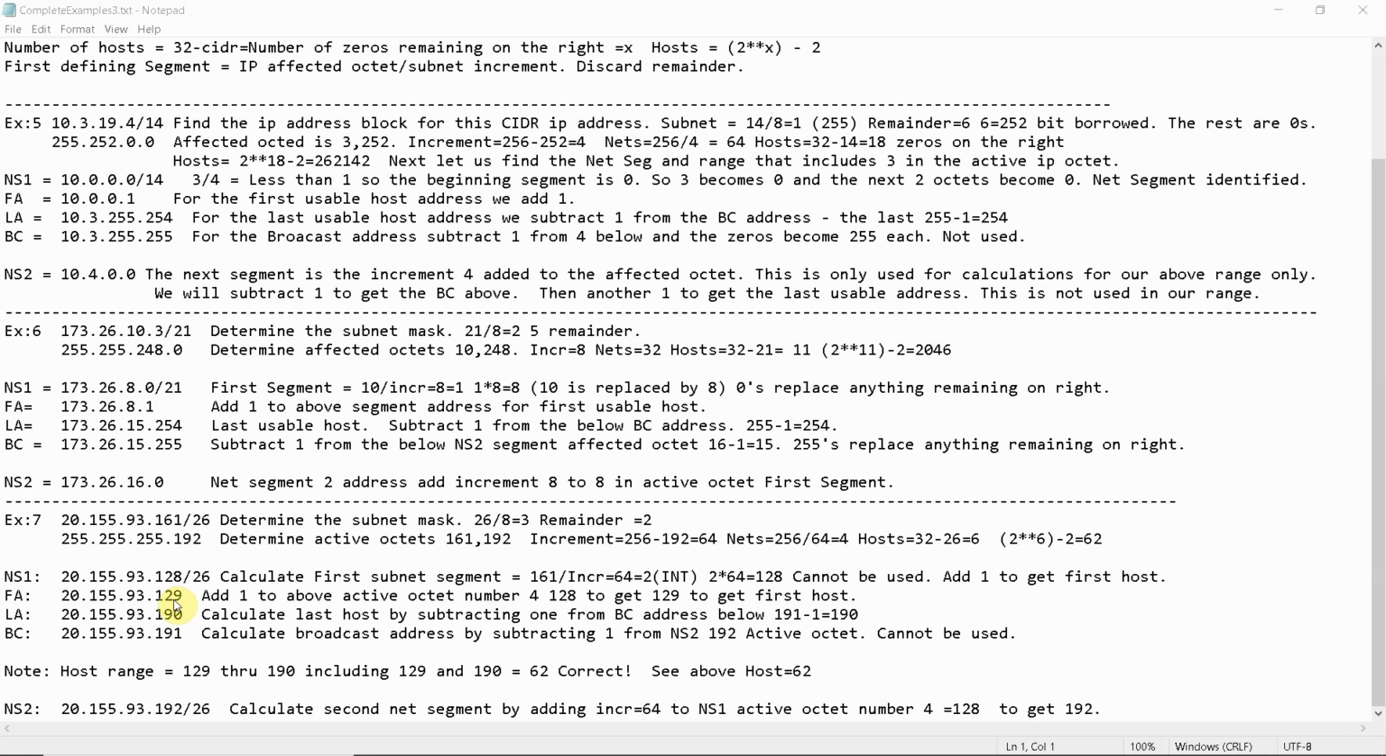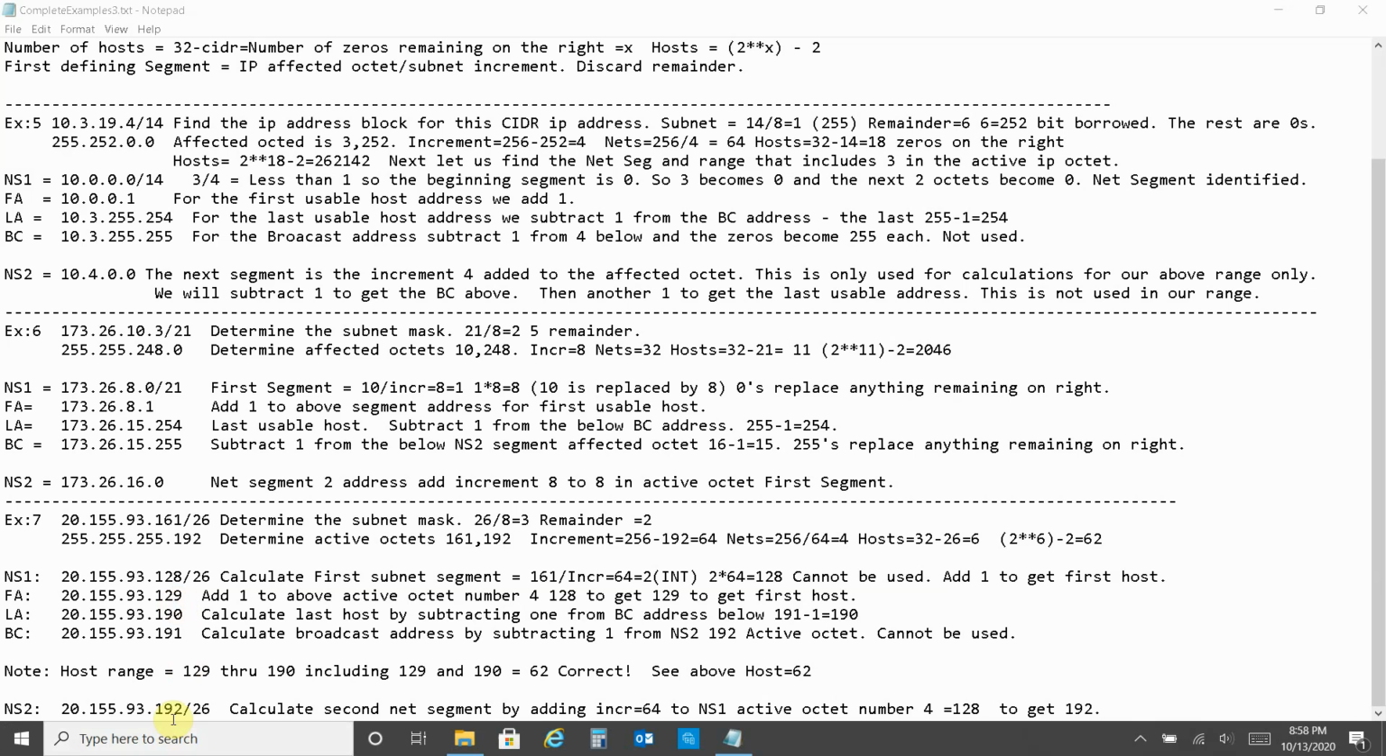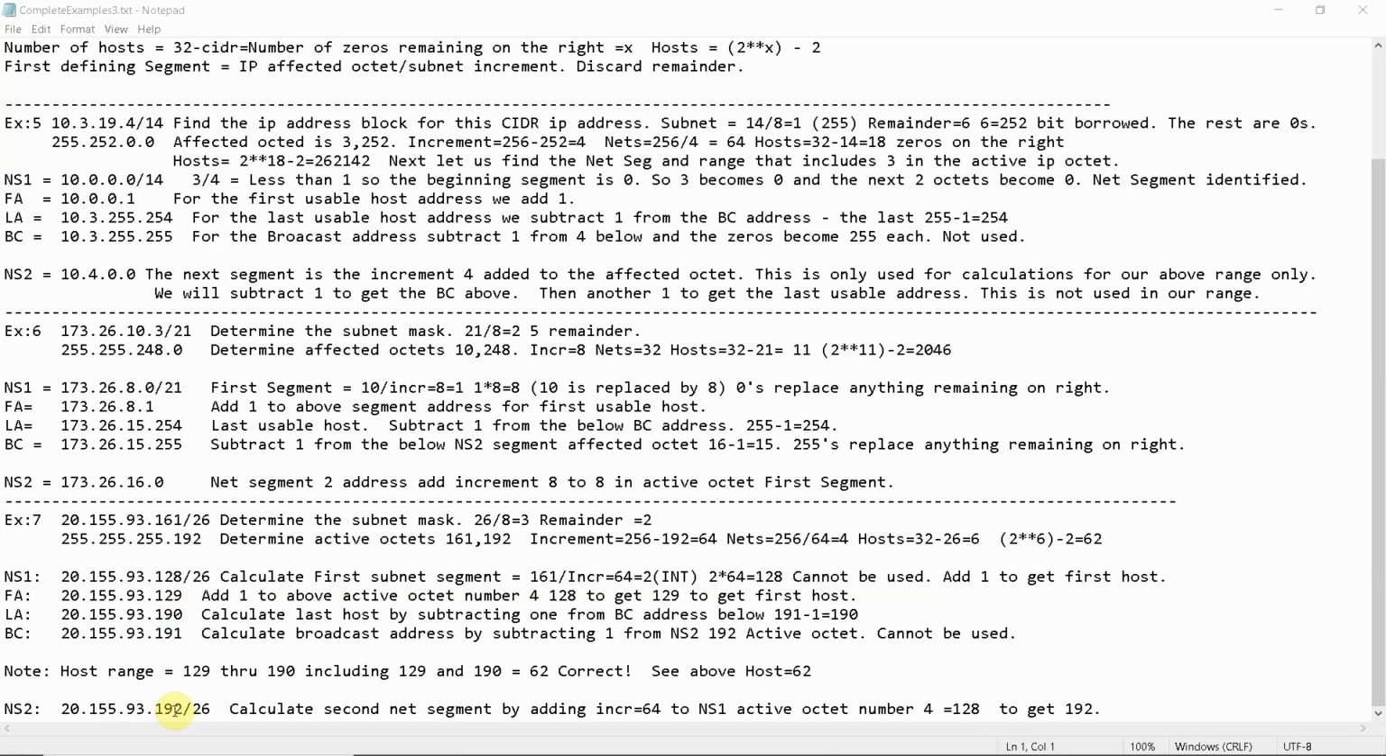Now let's go ahead and get our next segment so we can have the range here. So again, we come back up to our beginning network segment. We take 128 and we look at the increment, which is 64, and we get 192. So that's the next segment, okay?